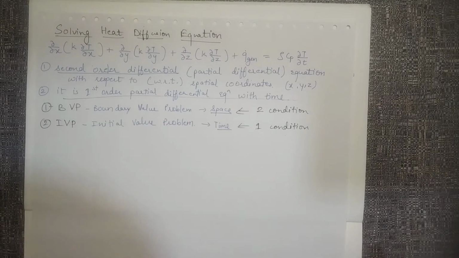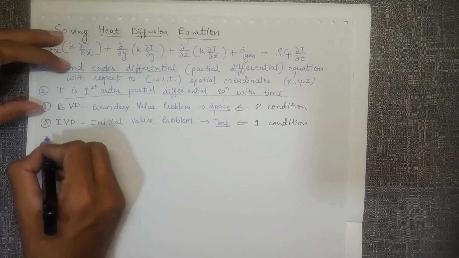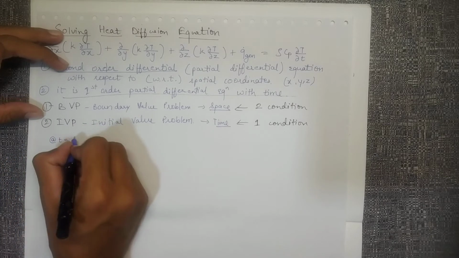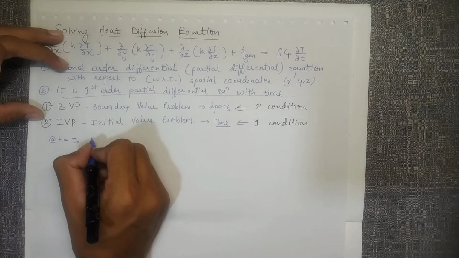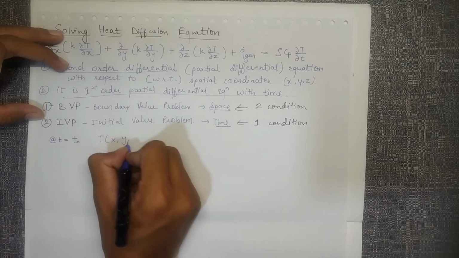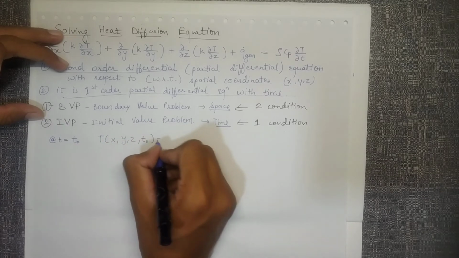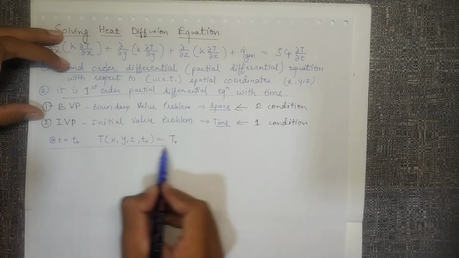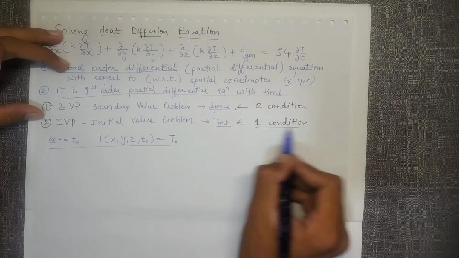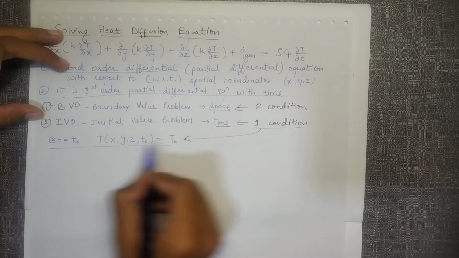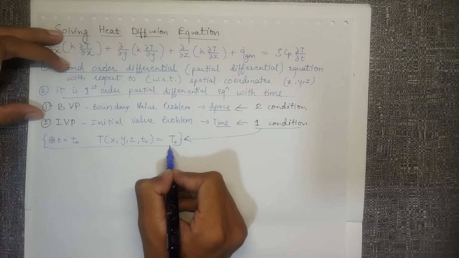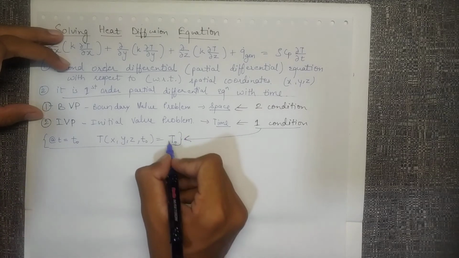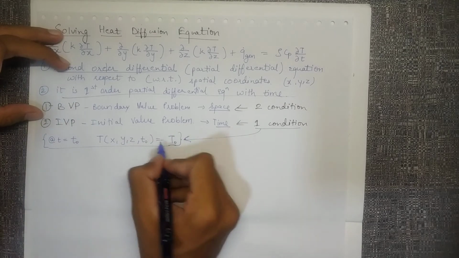There are multiple possible cases. For the initial condition there is only one possibility: at some time t0, the temperature at any location x, y, z is given as some value. So this completes my initial value condition. This is the one condition which is required, and it can be satisfied using this one given data. That data is that at a specific time, my temperature value is known at an x, y, z location.